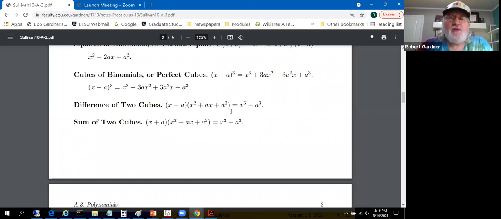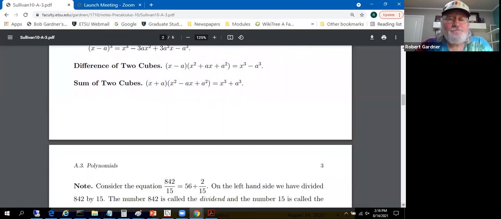Not terribly interested really in the last two, possibly the last three. This one we're likely to use, these two. If we need them, we'll probably have to look them up because we'll use them so infrequently.